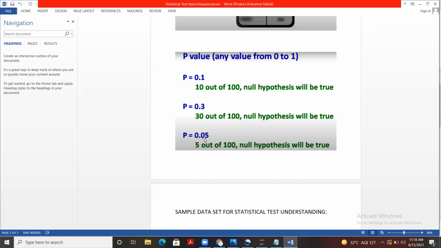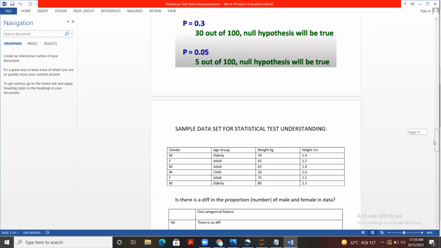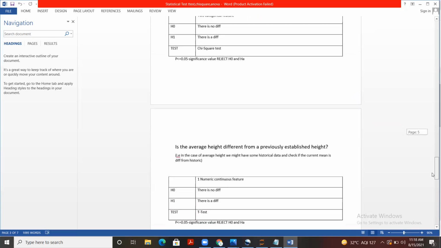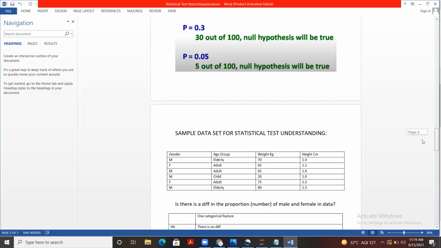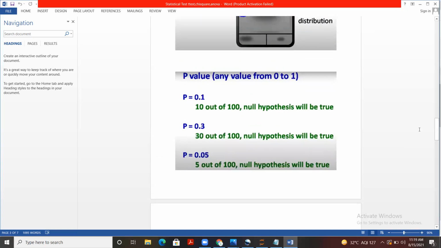In the next session, I'll explain in which situation we should use which test, like the chi-square test, t-test, one-sample test, and ANOVA test. So that's it for today.